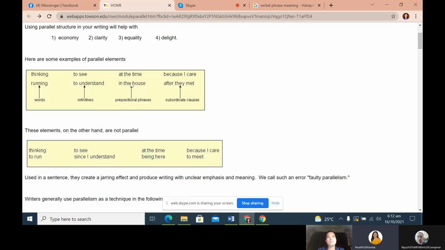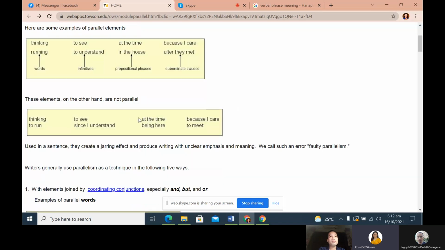What about this one? These are similar because they are both prepositional phrases, as well as the fourth pair, because I care and after they met. These are subordinate clauses. But what happened in the second box? You have thinking and you have to run. So is this similar now? The first pair, is it similar in construction or no?